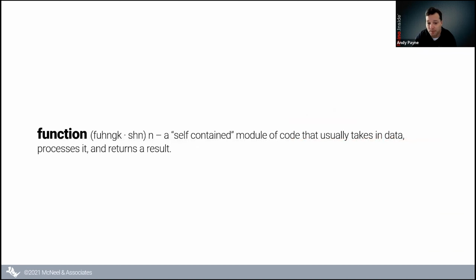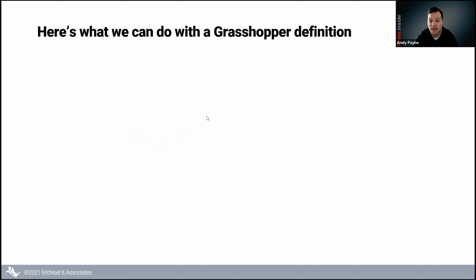A function, from a programming perspective, is really just a module of code that takes in some data, processes it, and returns a result, right? And a Grasshopper definition is exactly that. We usually have some parameters which allow us to pass data in, or parameters we want to use to control some geometry. It does something, and then we get the resultant geometry back. So we can think of Grasshopper in its basic state as a function, the same idea as a function in coding.